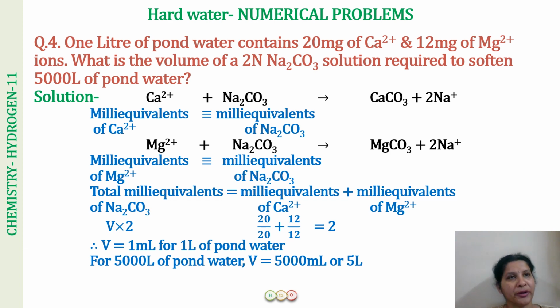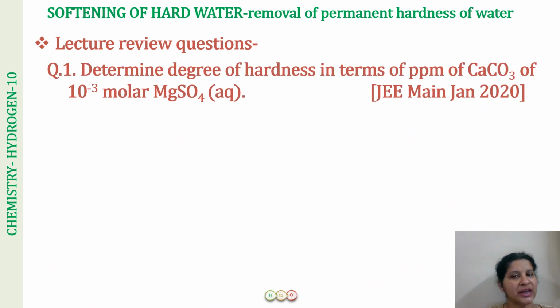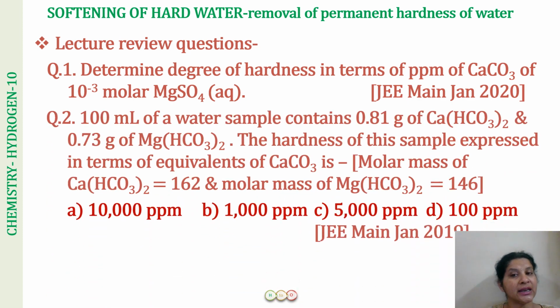So this is as far as the learning is concerned. So obviously there are going to be now the lecture review questions. There are going to be two questions. The first question, this is from the JEE Mains January 2020 examination, and the other, this is from the JEE Mains January 2019 examination. So I hope you can now understand why I have taken a complete separate lecture for dealing with the numericals based on the degree of hardness, because two questions coming in two consecutive years is something making this topic very important for you people. I hope you have now got it.